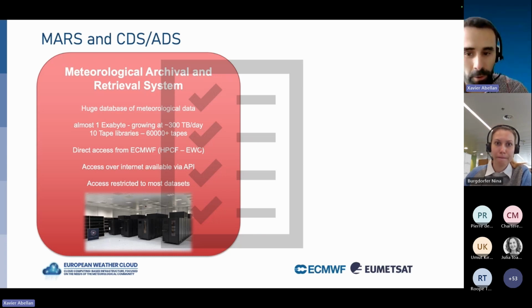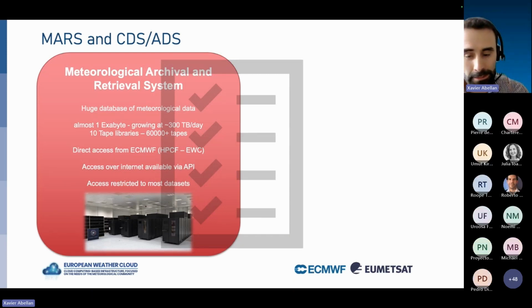If you are working at ECMWF, from any ECMWF platform, you will have direct access to that archive. That is from the HPC facility, for example, or as well if you are on the European Weather Cloud at ECMWF. If you are not at ECMWF, you can also access it over the internet via an API, but of course the access won't be as fast. The downside is that most Mars data sets have restricted access. So you need to have specific access and privileges to access, for example, all the operational forecasts.